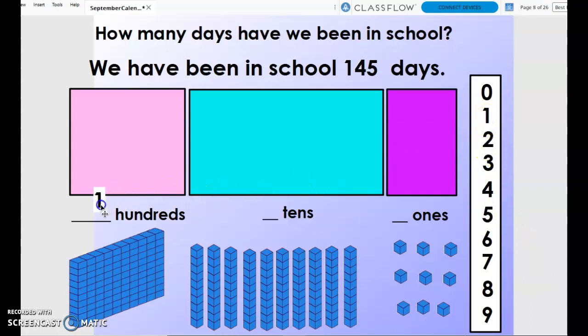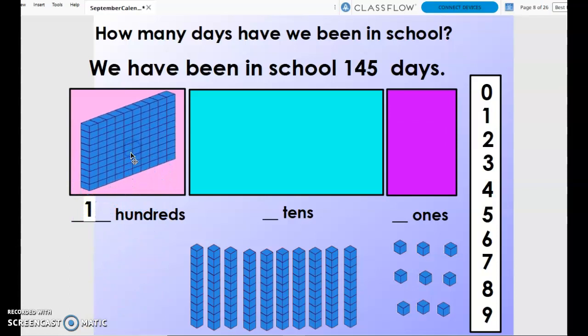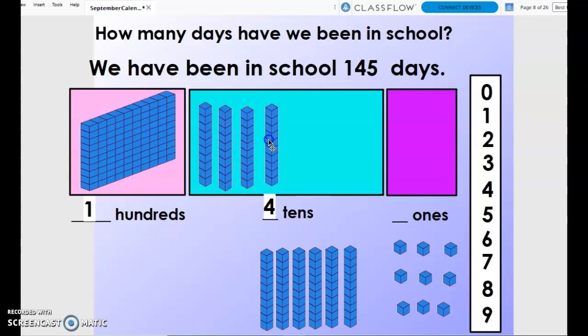There is a digit of 1 in the hundreds place, which means we can represent it with one flat or one group of 100 ones to represent 100. There is a digit of 4 in the tens place, which means we can represent this digit with 1, 2, 3, 4 rods, or 4 groups of 10 to represent the value of 40. And we see there is a digit of 5 in the ones place.